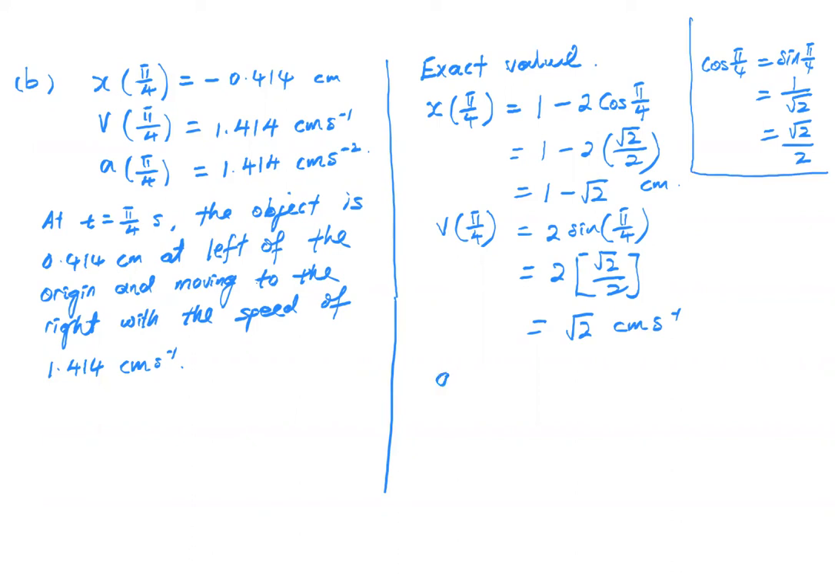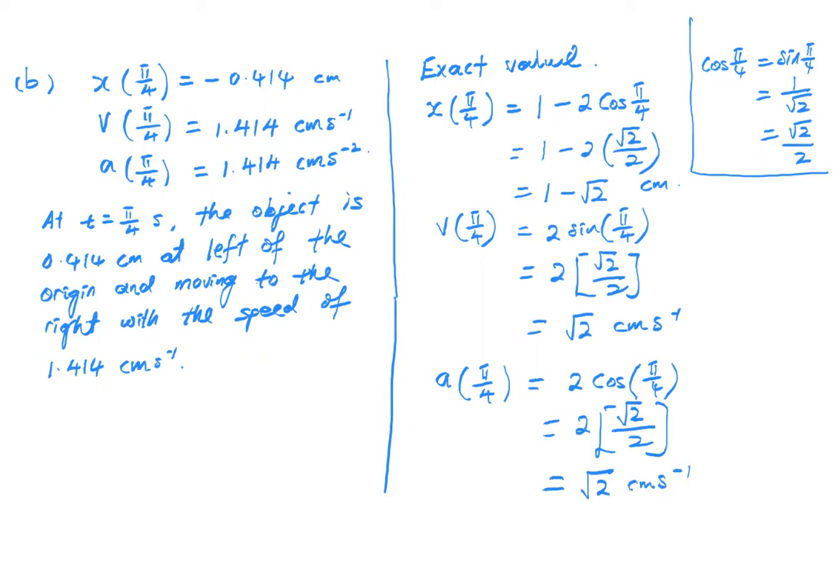Okay, so acceleration. We know that acceleration is 2 cos t, correct? So at pi by 4, this is 2 root 2 over 2. So that's why it's the same value. So the exact value of some special angle, you better remember it or you better write it down in your notes. You get me? Okay, done.